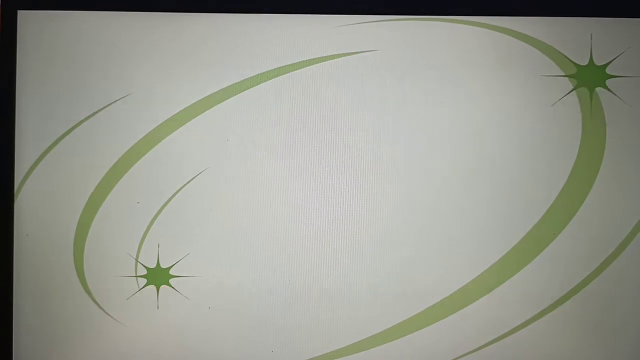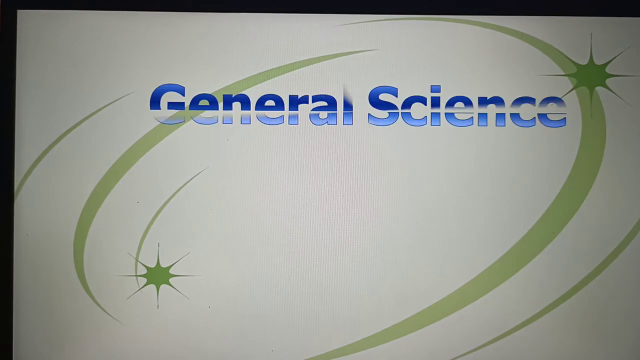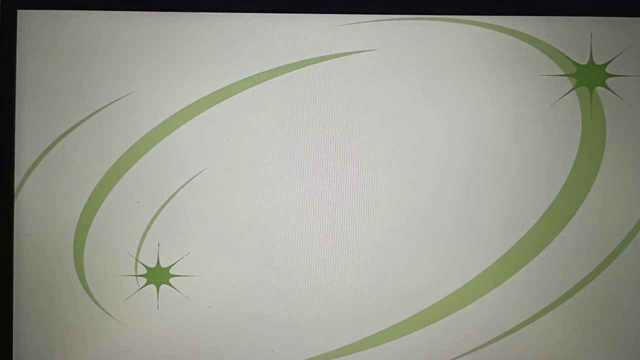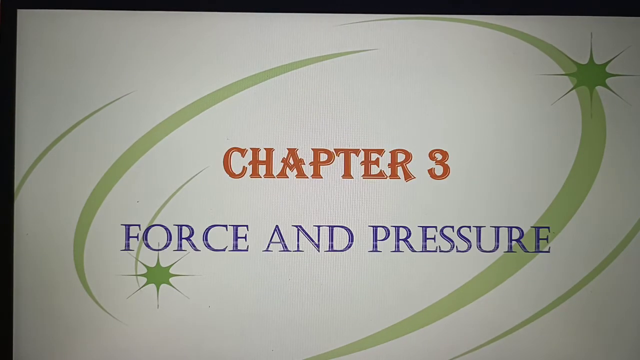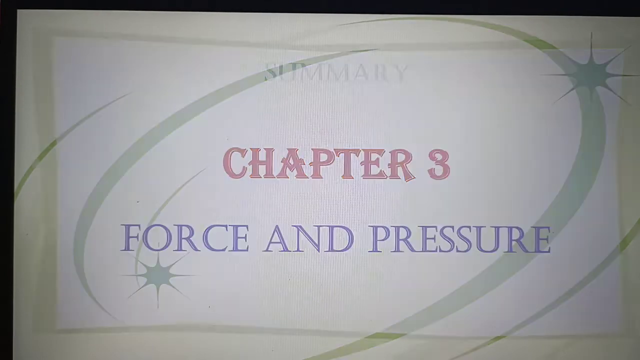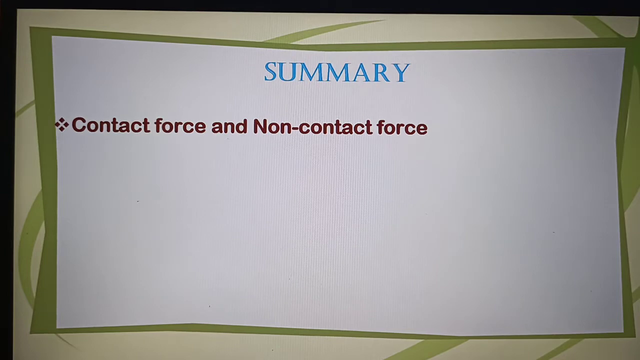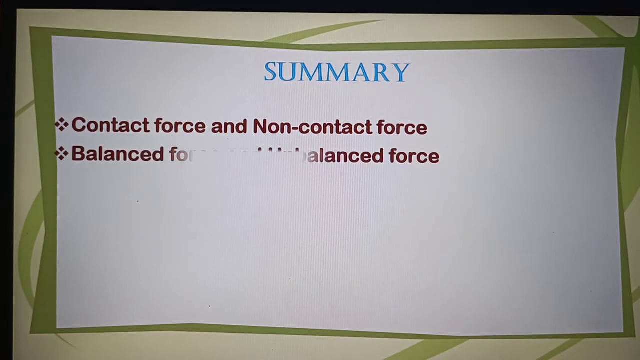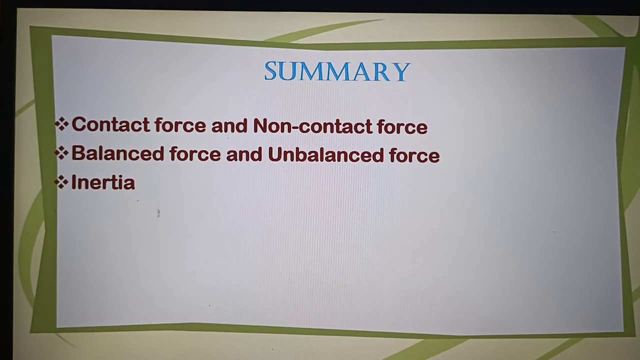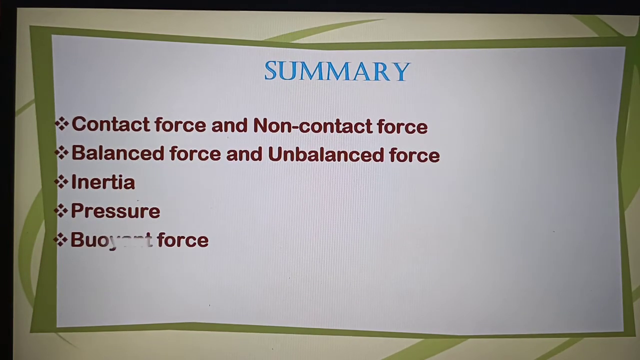Today I am going to take a subject of general science of 8th standard. Chapter number 3. The name of the chapter is force and pressure. Already we have learned some concepts in this lesson. They are contact force, non-contact force, balanced force, unbalanced force, inertia, pressure, buoyant force, Archimedes principle.